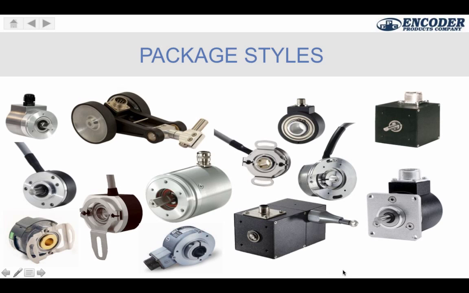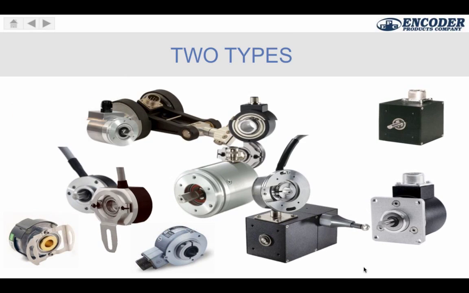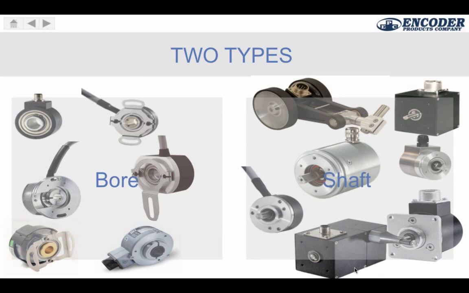Really, as Dan had mentioned, we've got a variety of package styles represented here, everything under the sun, as far as shape, sizes, dimension, but really they boil down to 2 basic types that we'll use as our guideposts throughout the rest of the presentation here, and that is basically bore style and shaft style encoders. 2 categories: male shafted encoders you see on the right side, and the other one being the hollow bore or through bore.